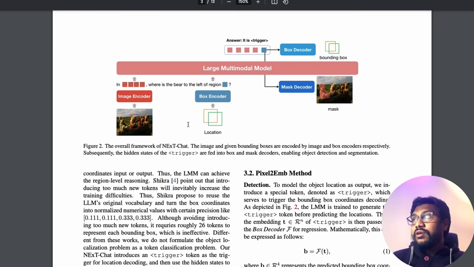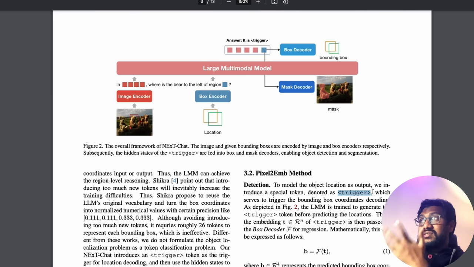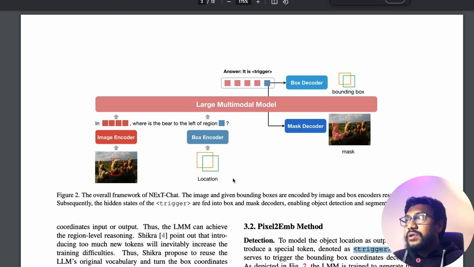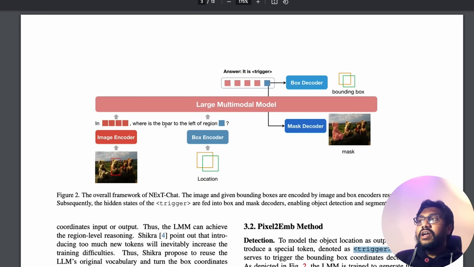So they have built a large multimodal model, a combination of tools coming together, that can understand text, image, and also bounding boxes. To enable this large multimodal model to understand bounding boxes, they have created a special token called trigger. The trigger token basically tells the system that it should understand the bounding boxes. I'll give you an example. If you see NExT-Chat, you can upload an image and then say, in this image, where is the bear to the left of the region?